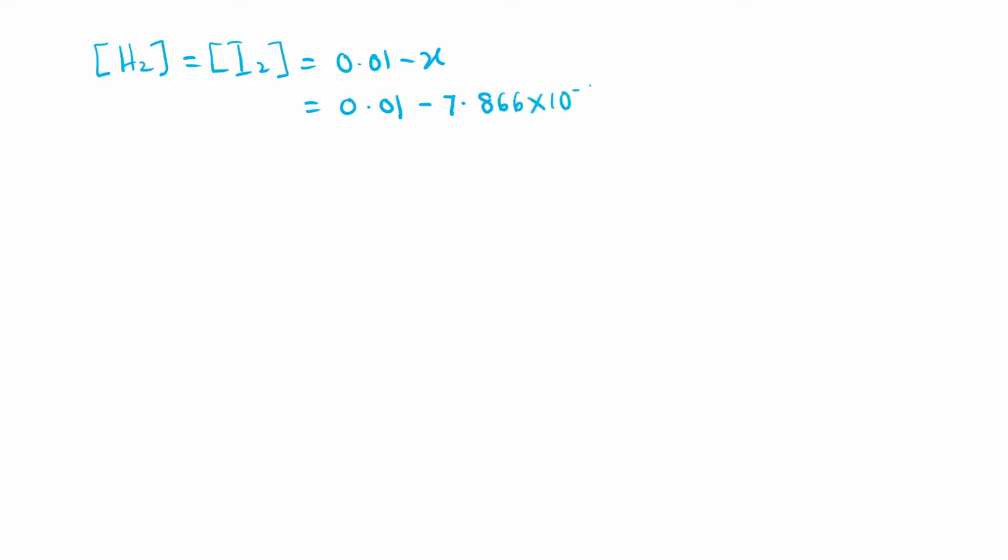So now we substitute the value into the concentration of hydrogen, which is equal to the concentration of iodine, which is equal to 0.01 minus x, where our x just now, which we have chosen, is 7.866 times 10 to the power of negative 3. So 0.01 minus 7.866 times 10 to the power of negative 3. So what do we get?